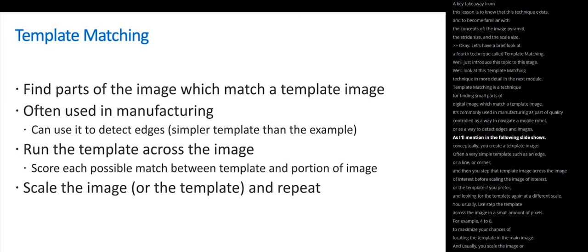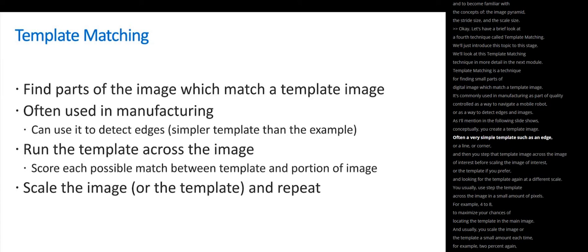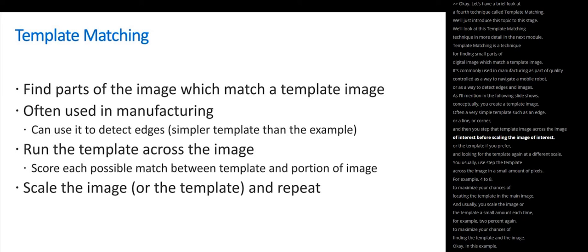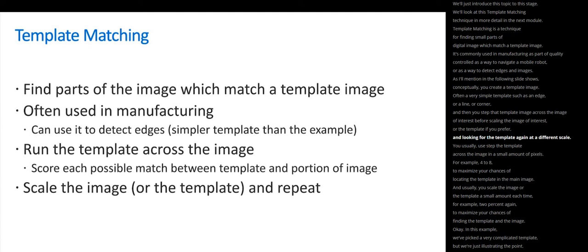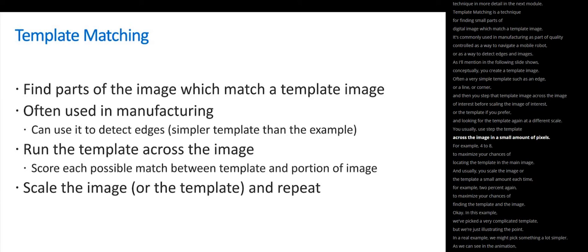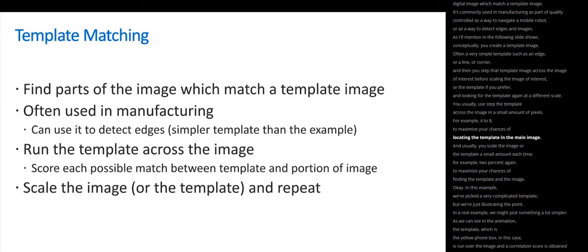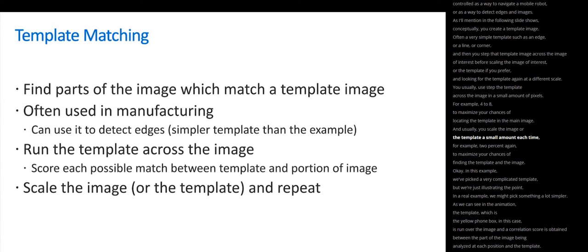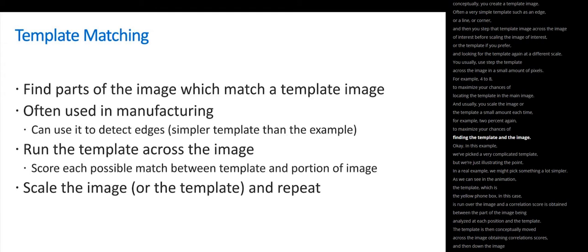As the animation in the following slide shows, conceptually, you create a template image, often a very simple template such as an edge or a line or a corner, and then you step that template image across the image of interest before scaling the image of interest, or the template if you prefer, and looking for the template again at a different scale. Usually you step the template across the image in a small amount of pixels, for example 4 or 8, to maximize your chances of locating the template in the main image. And usually you scale the image or the template a small amount each time, for example 2%, again to maximize your chances of finding the template in the image.